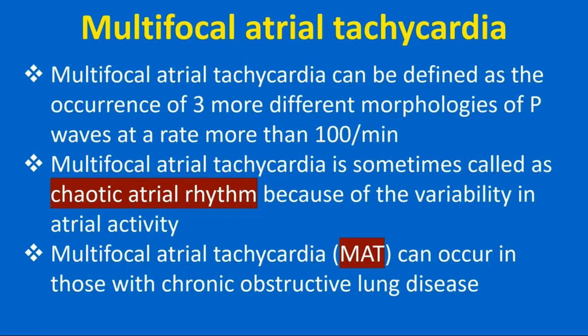Multifocal atrial tachycardia can be defined as the occurrence of 3 or more different morphologies of P waves at a rate more than 100 per minute. It is sometimes called chaotic atrial rhythm because of the variability in atrial activity. It can occur in those with chronic obstructive lung disease.